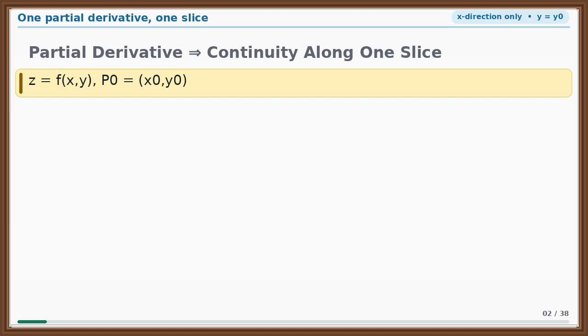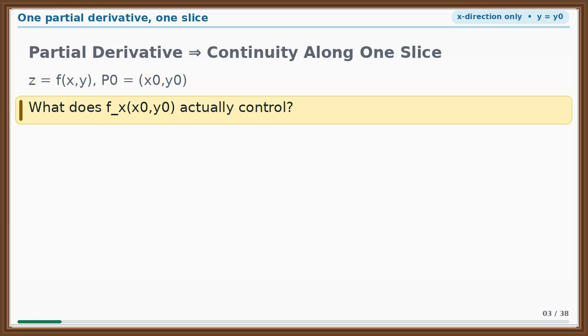Let z equal f of x comma y, and focus on the point P0, with coordinates x0, y0. The value f of x0, y0 is the height of the surface above that point. We want to understand exactly what the x partial derivative controls. Does it control the whole surface near P0, or only a particular way of moving through that point? The definition itself will tell us.